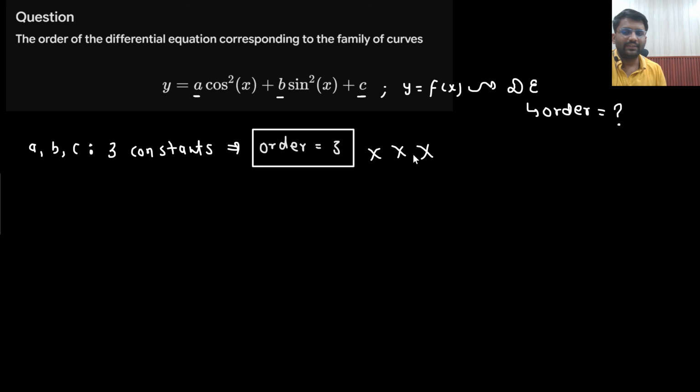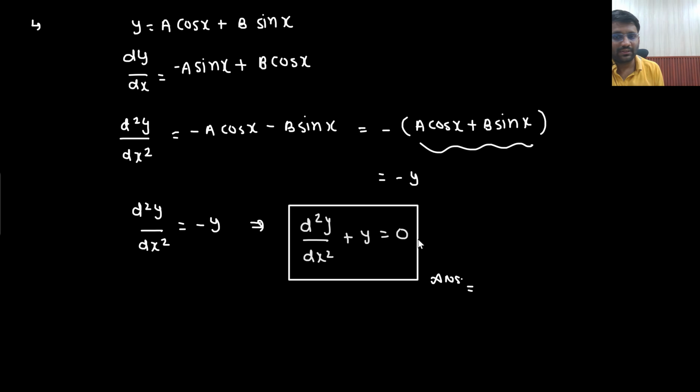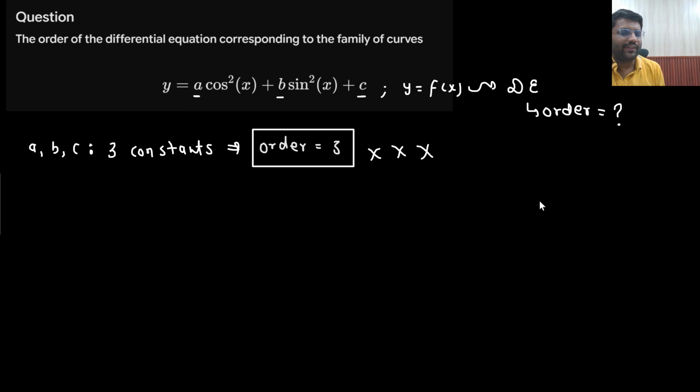Nowadays, what I feel is that this kind of question could be coming in your examination. Everyone studies that the number of constants is the number of times you need to differentiate. So if I am differentiating 2 times, the order will be 2. Here, sir, there are 3 constants, so the order should be 3 because I will differentiate 3 times.